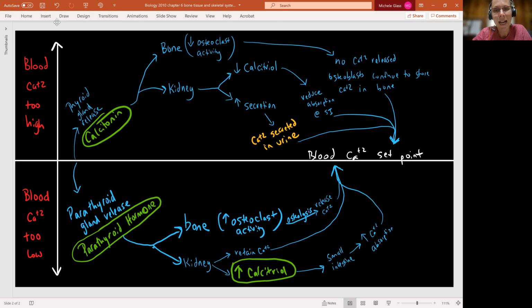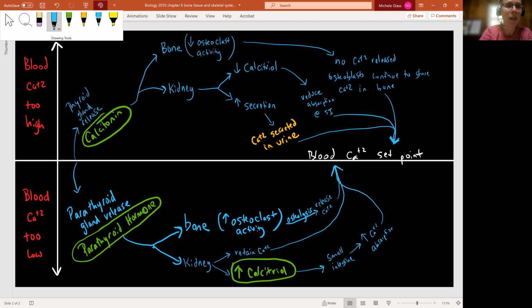So when we're looking at the top part of our figure 8, when we have too much calcium in the body, that's going to trigger the thyroid gland to release calcitonin. So everything that's happening in the top portion, everything that's happening when our calcium levels are too high is being regulated by calcitonin. We get both bone and kidneys as our target tissues. At the bone, we're going to actually reduce osteoclast activity. So we're not doing osteolysis.